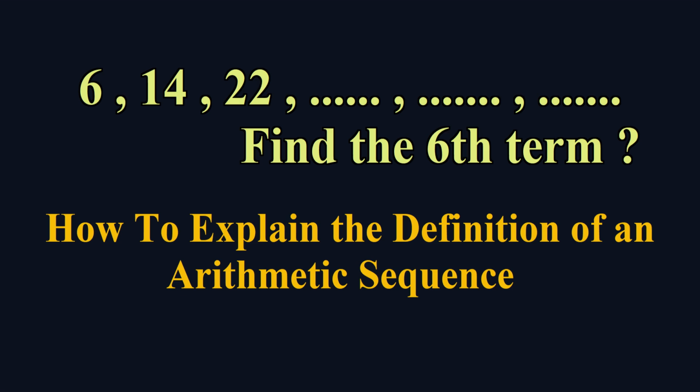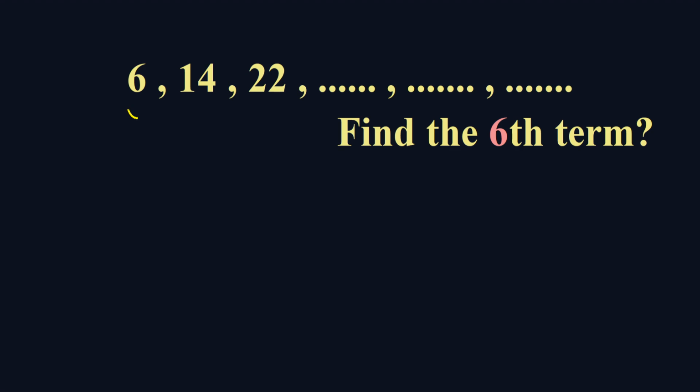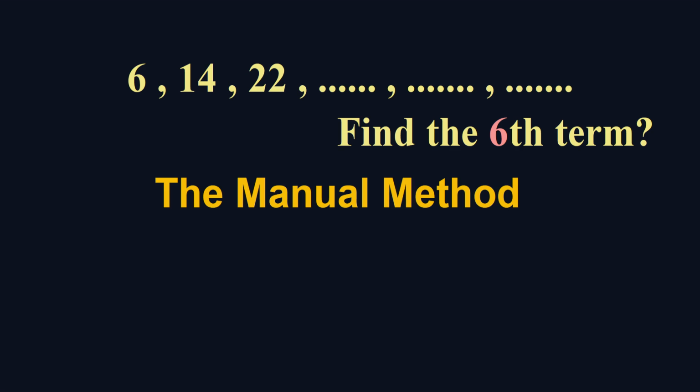In this highlight clip, we have this sequence 6, 14, 22. And our goal is to get the sixth term. Today I am showing you two methods to solve this problem. The first method is called the manual method. This method is perfect for short arithmetic sequences.